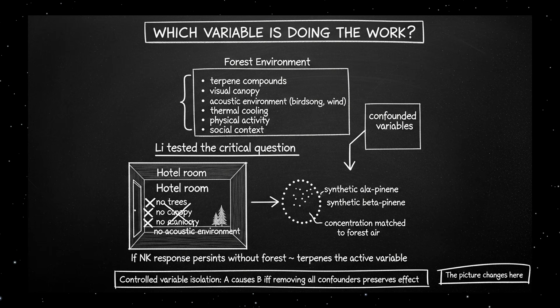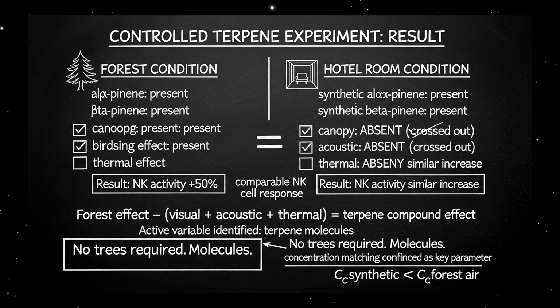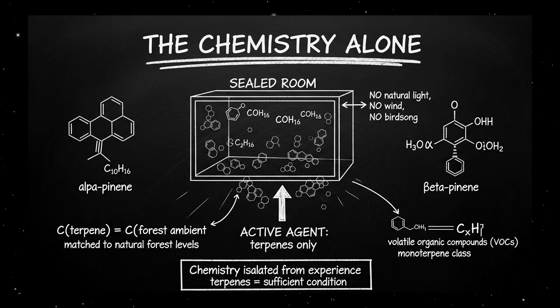Then, Li tested the question that changes the picture. Subjects exposed to synthetic alpha-pinene and beta-pinene in a hotel room, at concentrations matching forest air, showed similar NK cell increases without the visual, acoustic, or thermal components of the forest environment. No trees, no canopy, no dappled light, no birdsong, no cool air. Just the chemistry, pumped into a sealed room at the concentration the forest would have provided. The chemistry alone was sufficient. The terpenes were the active agent.